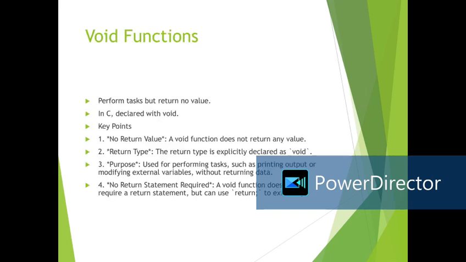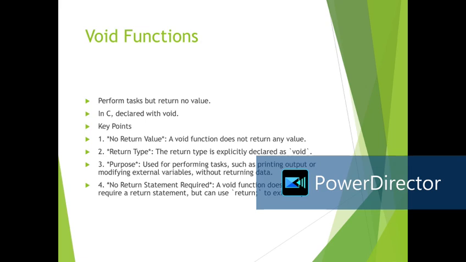Void functions. Not all functions return a value. Some simply do something. These are called void functions, meaning they don't return anything. They perform tasks like printing output, logging data, and modifying external variables. Example in C. Since greet returns nothing, its return type is void. Inside main, we just call greet and it prints the message. A void function can still use return to exit early without returning a value.